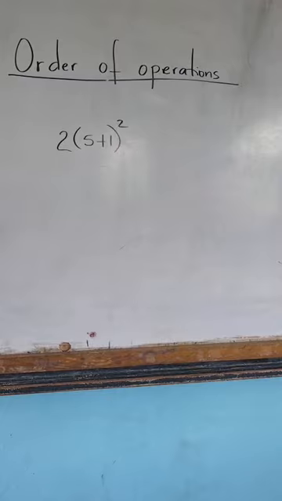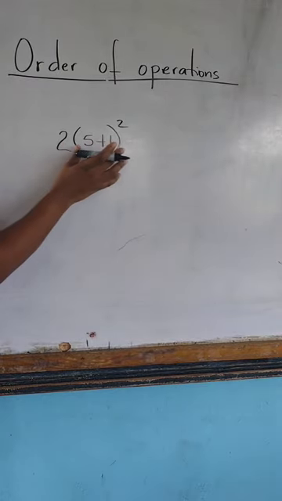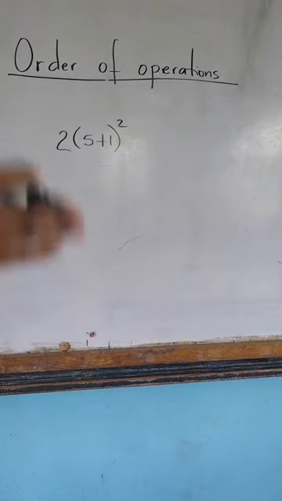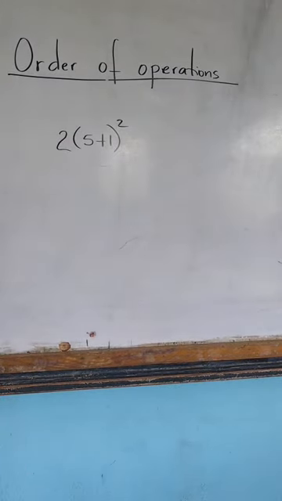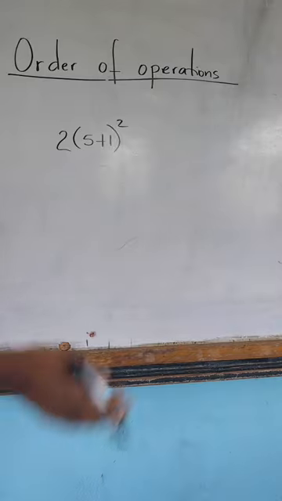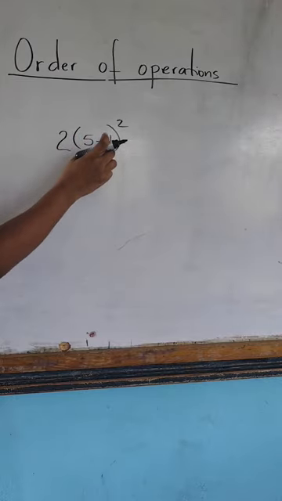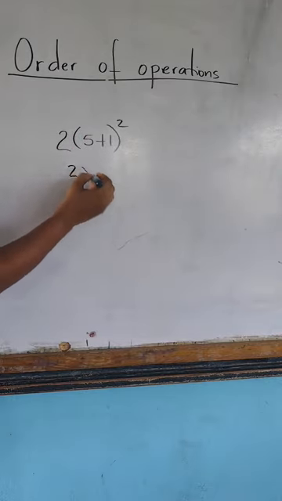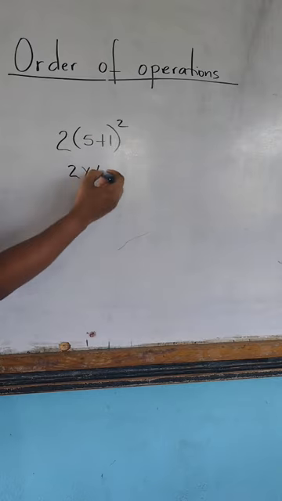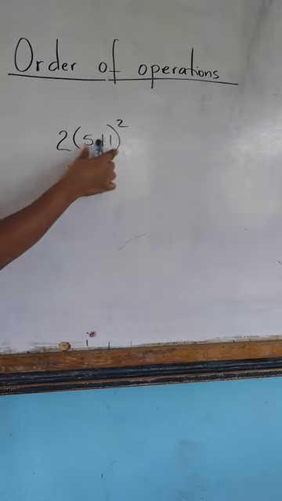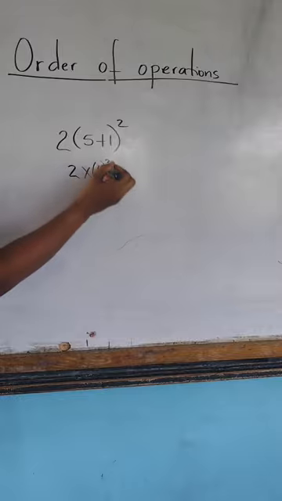Let's do another one. Let's look at this expression. The expression is 2 open bracket 5 plus 1 close bracket squared. If we follow the rules of the order of operations, the order says that we should always do our brackets first. So I'm going to go inside the bracket to simplify what is inside this bracket. So what 2 is multiplying is actually 6 squared. Notice the bracket was squared, so the 6 that comes out as a result of the bracket should be squared.